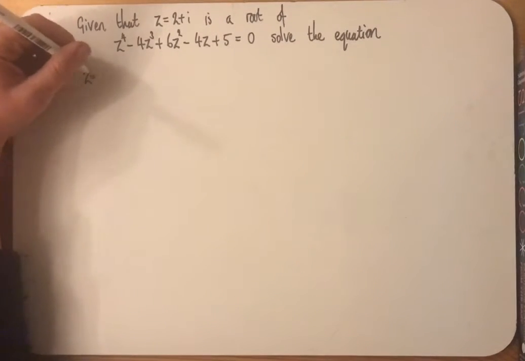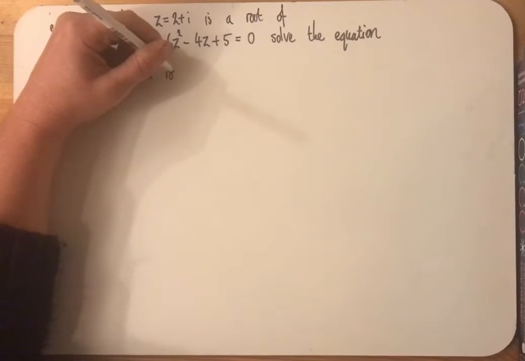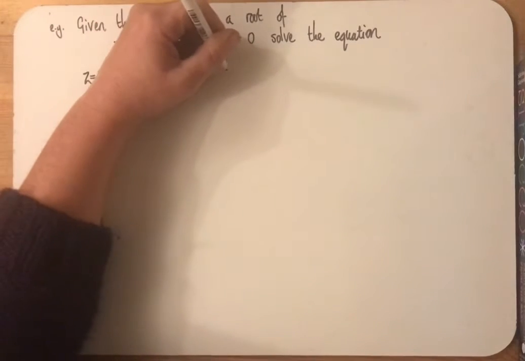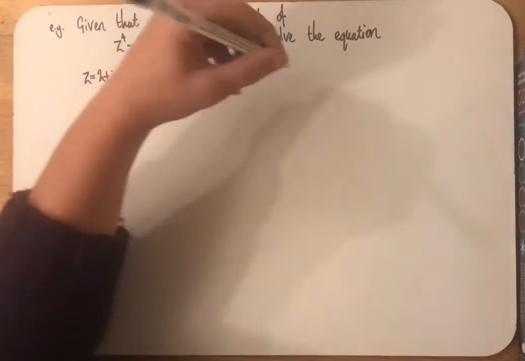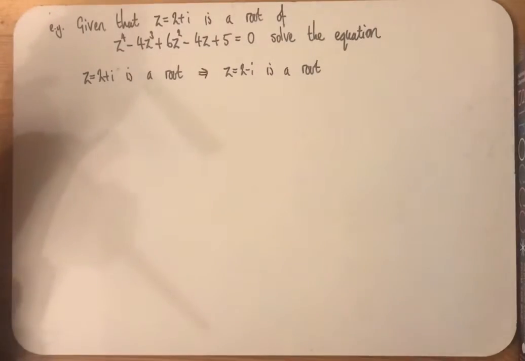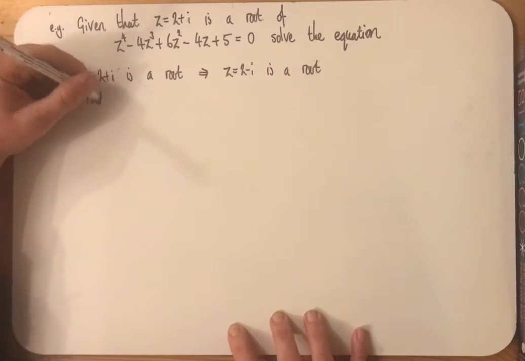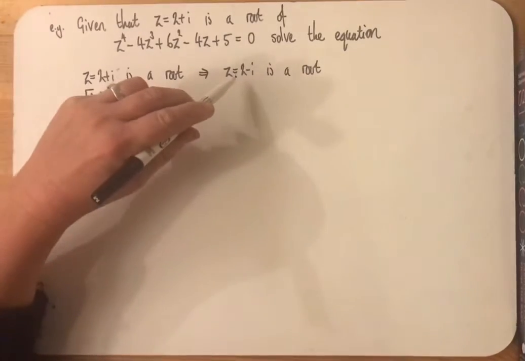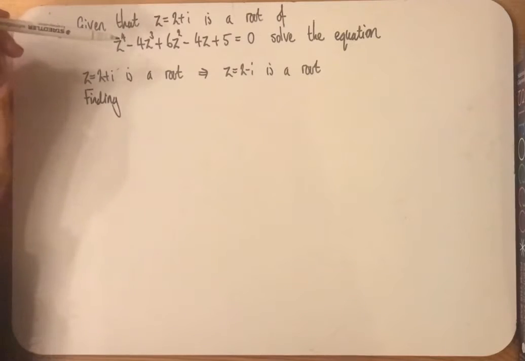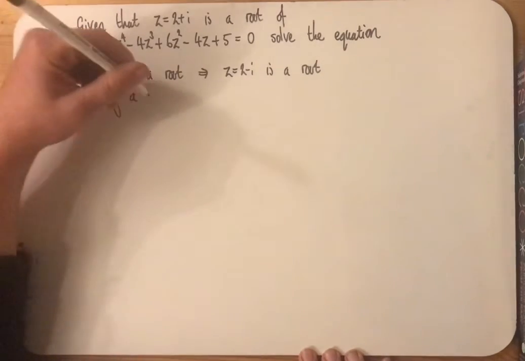So z equals 2 plus i is a root, implies that z equals 2 minus i is a root. That's because they come in complex conjugate pairs. And then we can find a quadratic with roots 2 plus i and 2 minus i. And then we can divide the quartic by the quadratic to get another quadratic and then solve that using the quadratic formula. So slightly different method.